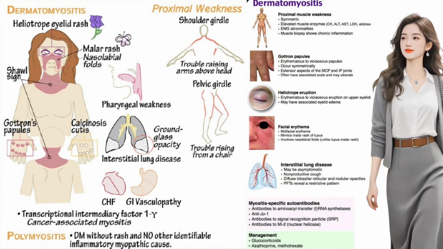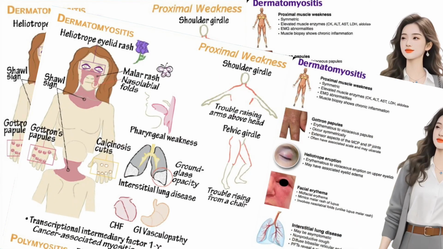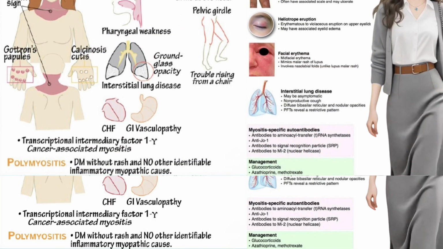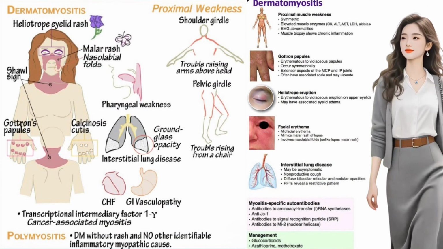Here's a real-world example. A 58-year-old woman presents with progressive proximal muscle weakness and a purple rash on her eyelids. Her CK is very high, and she tests positive for anti-TIF1 gamma antibody. Because this antibody is strongly linked with cancer, we perform a detailed screening and discover an early ovarian tumor. After treating the tumor and giving immunotherapy, both her rash and muscle weakness improve significantly.